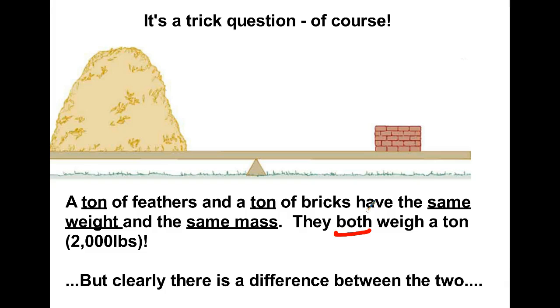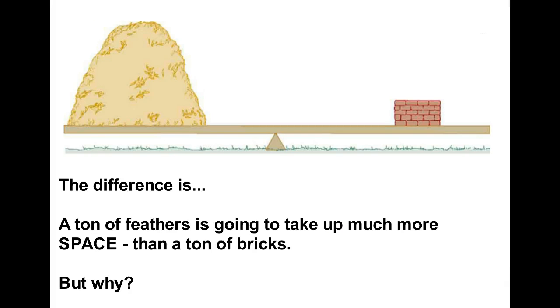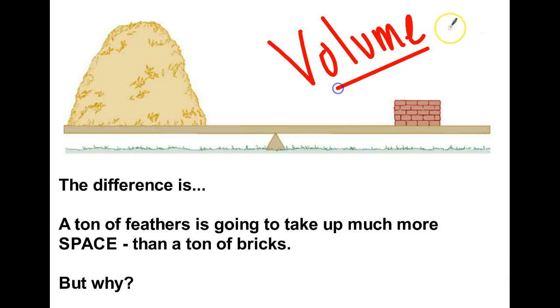But when we look at a ton of feathers and a ton of bricks side by side, we can see that there's a very big difference between them. And that difference, of course, is going to be the volume. And by volume, I mean the amount of space that the feathers take up is going to be much, much more than the amount of space that the bricks take up.